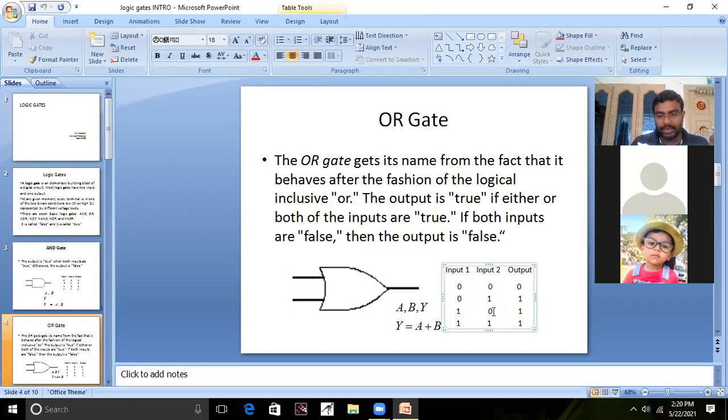And 1 plus 0 is 1. And 1 plus 1 is 1 always. Guys, if I want to explain the truth table, I have to say like this. When the two inputs are low, output is low. For remaining all cases, output is high for OR gate.